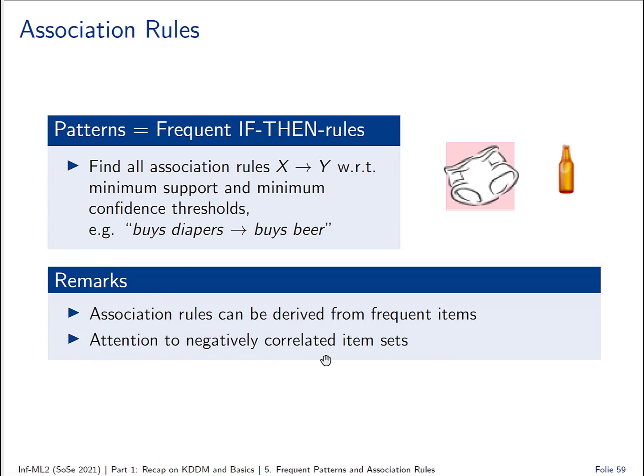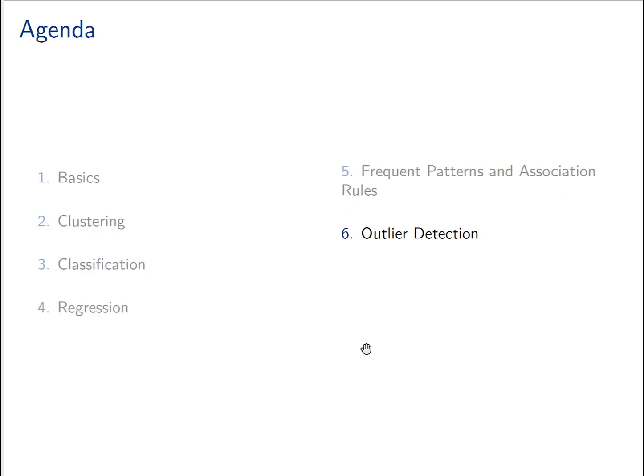Pay attention to negatively correlated item sets, because sometimes the minimum support and minimum confidence of these association rules can be misleading. They can be very high, but lower than the expected values, because the item sets are negatively correlated. In that case, it doesn't make sense to actually report these association rules. Just as a reminder: if you are working with that, you probably have to dig into the details again of KDM or of the textbooks.